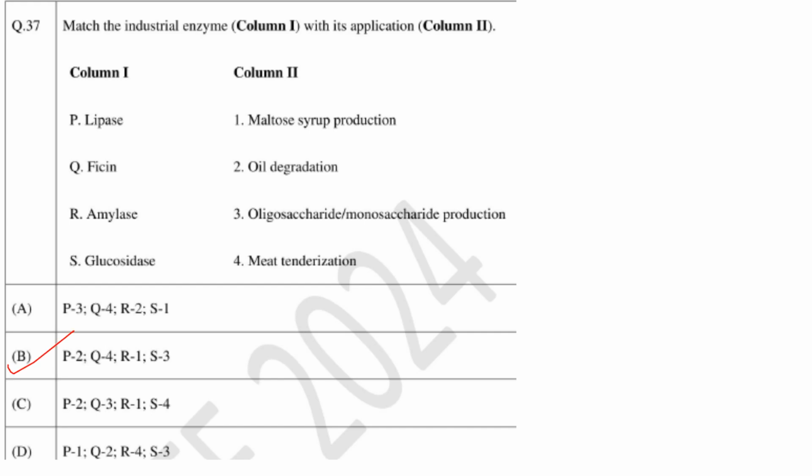R1. Amylase. Amylase is maltose syrup production. That's correct. Glucosidase is oligosaccharide monosaccharide production. So the answer here is option B.